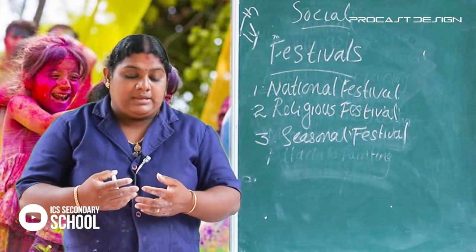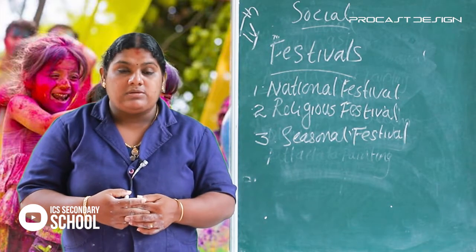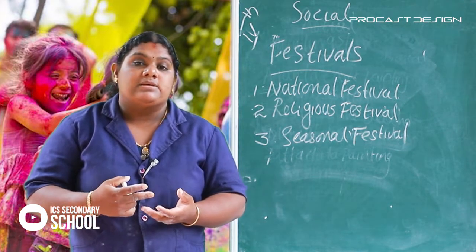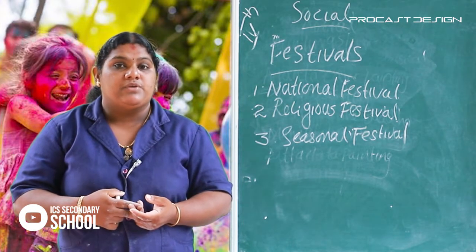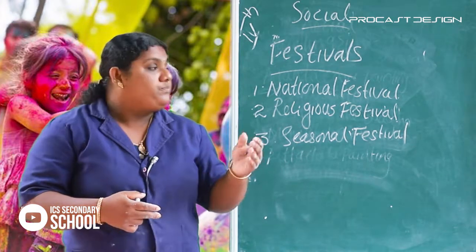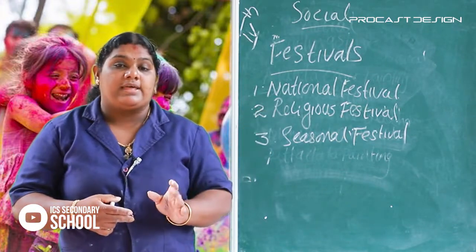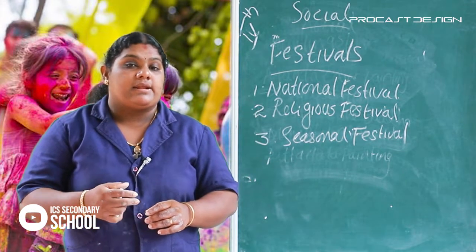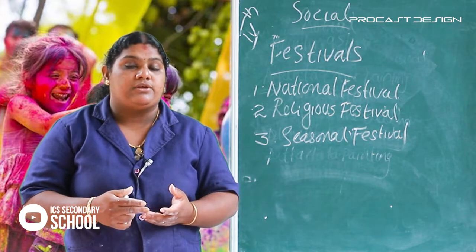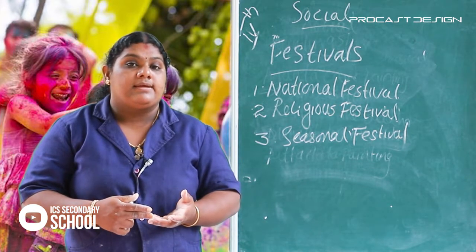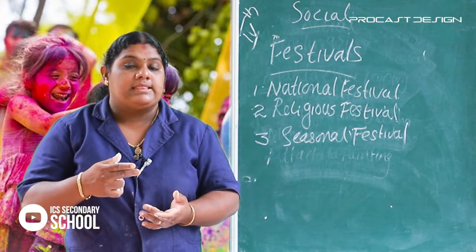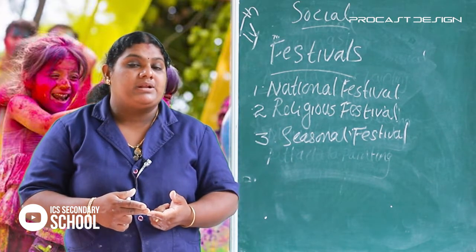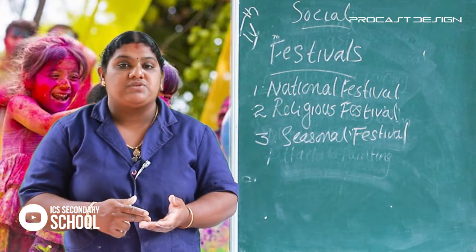So, next class we will discuss the worksheet and textbook activities of this chapter. All of you read that chapter well and write some of the questions related to important architectural examples, paintings examples, and the 3 types of festivals.